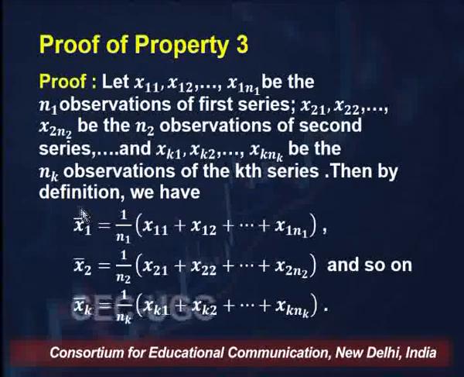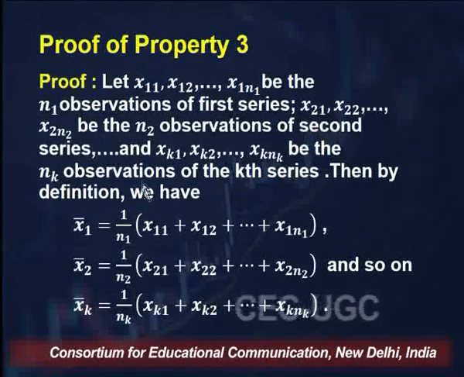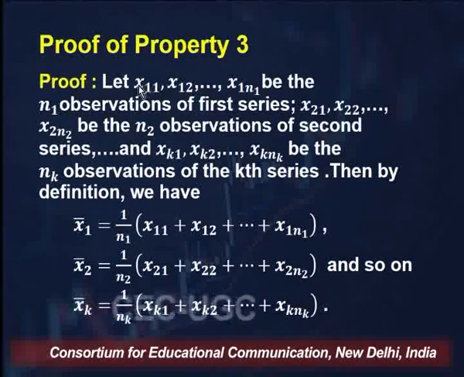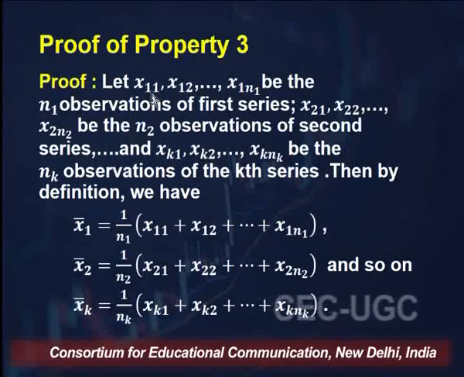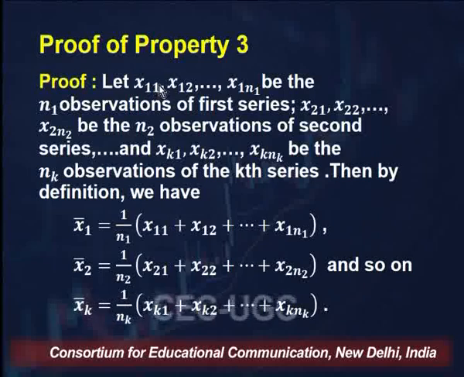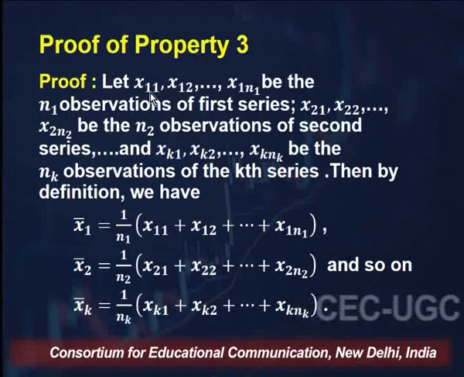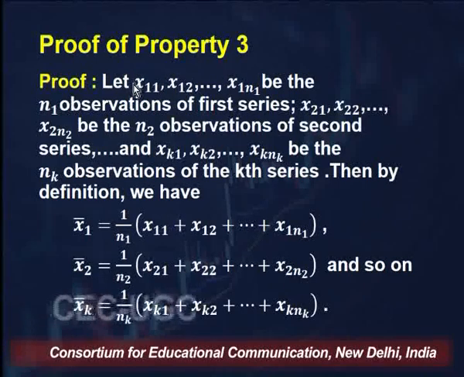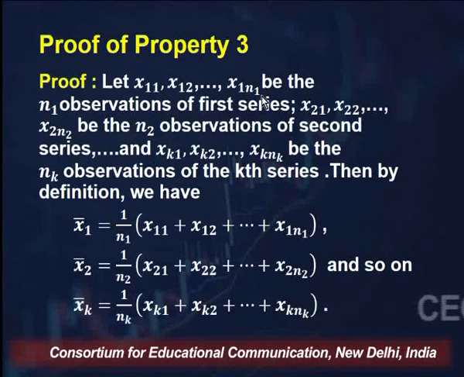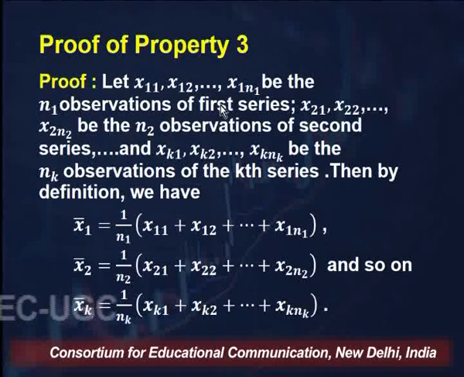So now I will talk about the proof of this third property that I have just stated. First let us assume the observations on each of the series. Let x11 be, here x11 means the first observation in the first series. So the first subscript means the series and the second subscript means the observation. I have n1 observations in the first series, so the observations can be denoted as x11, x12 up to x1n1. These are the n1 observations of the first series.